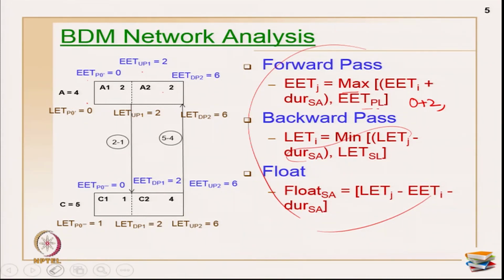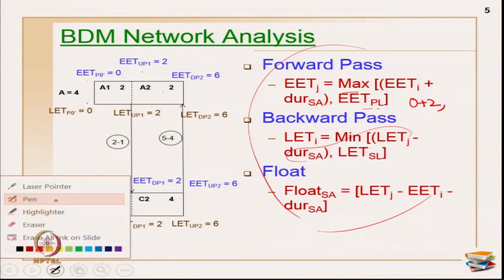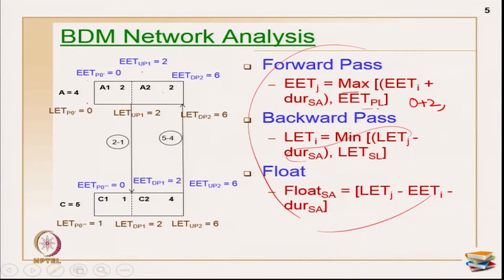Let us see the float calculations now. Float calculation is very simple, let us go through that. Float calculation: the late event time of 2 minus the early event time of 0, minus the duration of this, which is 2. So this value is now 2. So this is 2 minus 0 minus 2, which is equal to 2, for this particular segment.